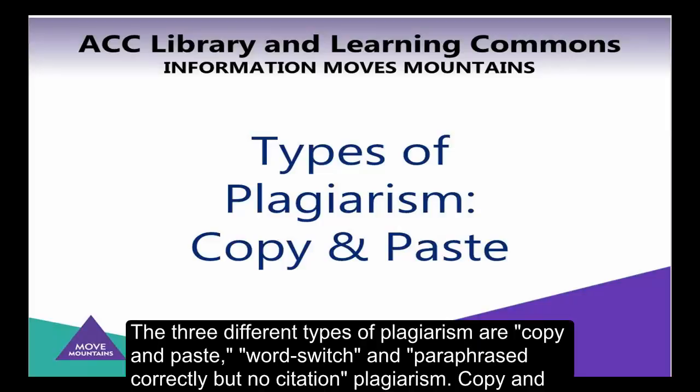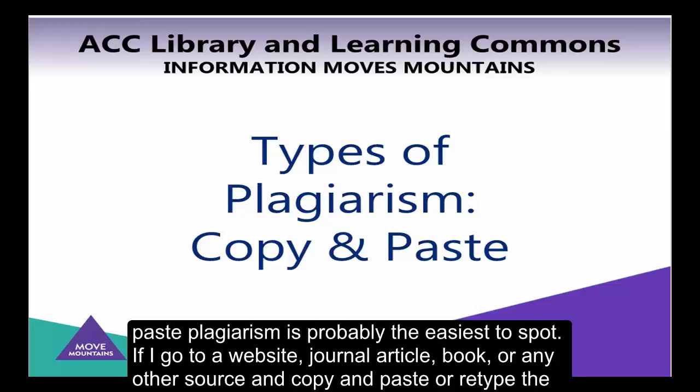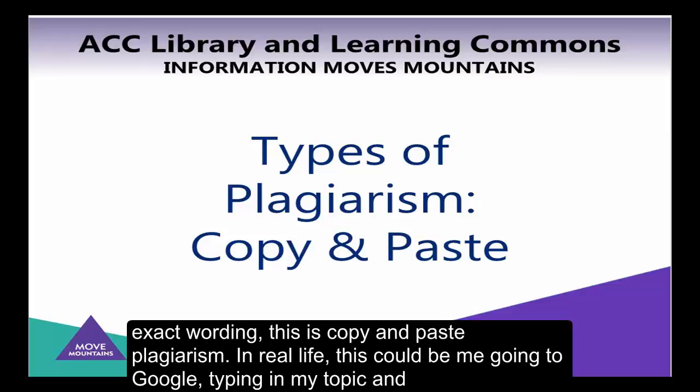Copy and paste plagiarism. The three types of plagiarism are copy and paste, word switch, and paraphrased correctly but no citation plagiarism. Copy and paste plagiarism is probably the easiest to spot. If I go to a website, journal article, book, or any other source and copy and paste or retype the exact wording, this is copy and paste plagiarism.